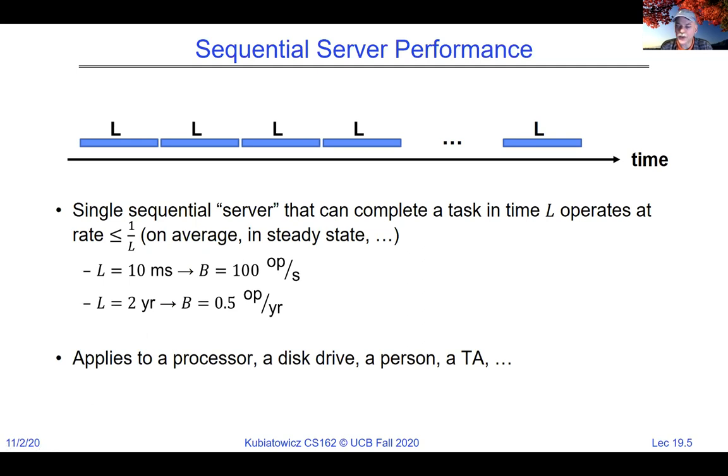Now, this idea applies to a processor, a disk drive, a person, a TA, what have you. It applies to getting burgers at McDonald's. You know, each one of these is the amount of time it takes to get a burger. And, you know, you can compute the maximum number of burgers that can be pulled out of McDonald's, for instance. Okay, we'll get back to McDonald's in a moment.